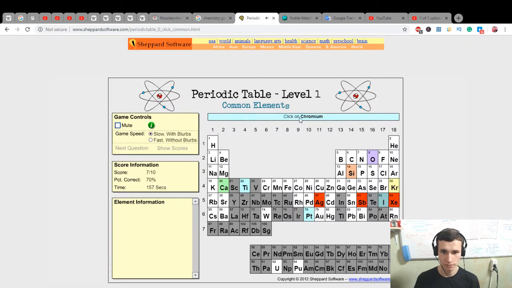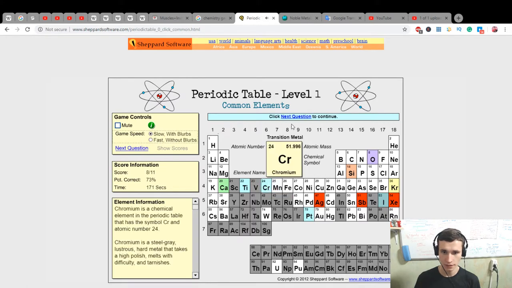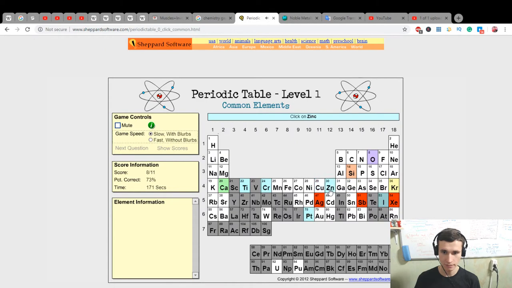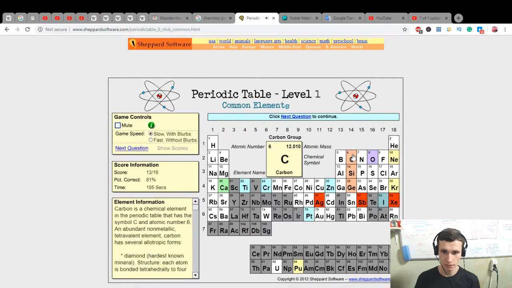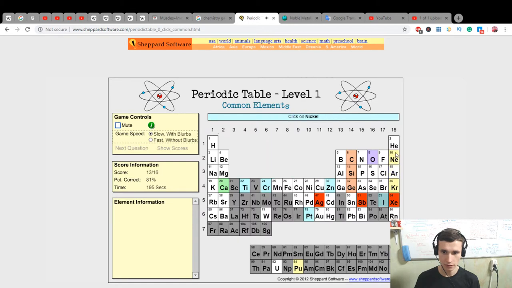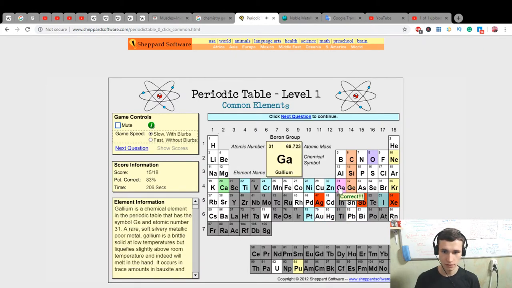Nitrogen group. Chromium. Chromium, I know. Good. Here. High polish, melts, and difficult to enter. Okay. Zinc. Right. Plutonium. Here. Right. Neon here. Good. Germanium. Here. Good. Carbon. Right. Nickel. Good.